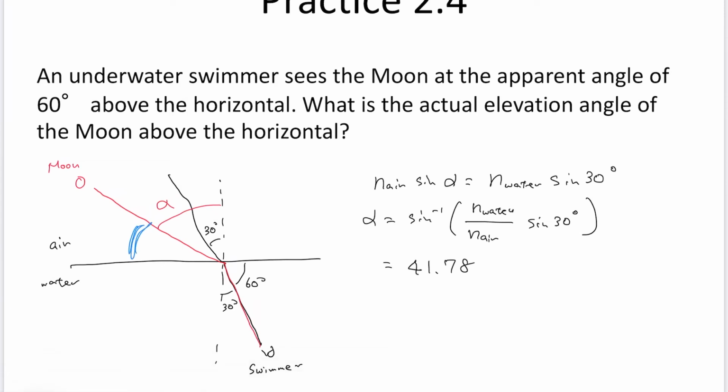Actually, this is the answer. The answer to this question is that you have to subtract 90 degrees minus alpha. It becomes 48.2 degrees. So 48 degrees. This is the answer to this practice.